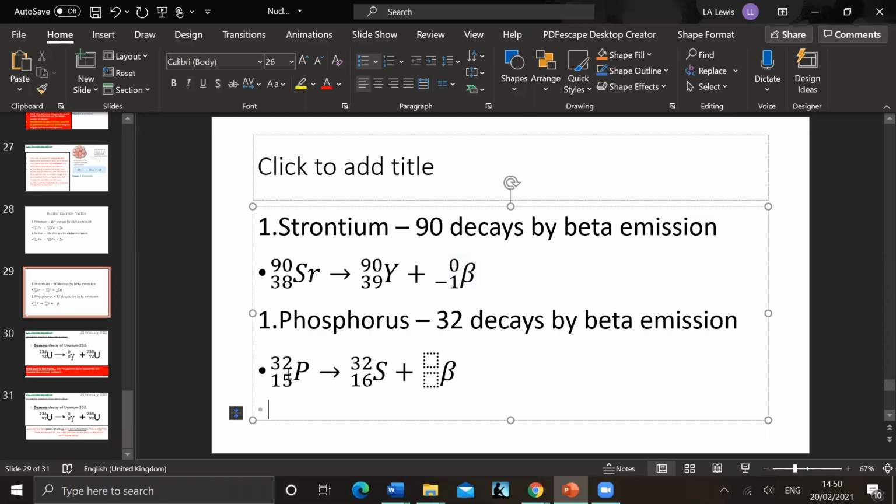So this is phosphorus. Phosphorus goes into sulfur. So 32, 15, phosphorus goes into 32, 16, sulfur, and beta, remember 0 and minus 1. If we didn't know, I'm going to just get rid of the symbol. If we were given that without the sulfur, we'd be told to find that.